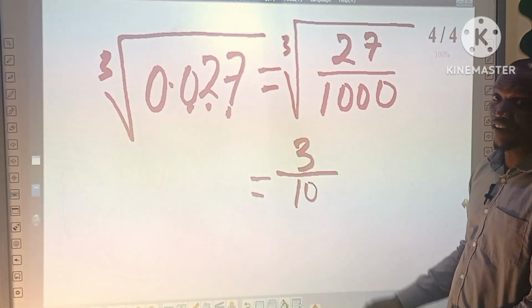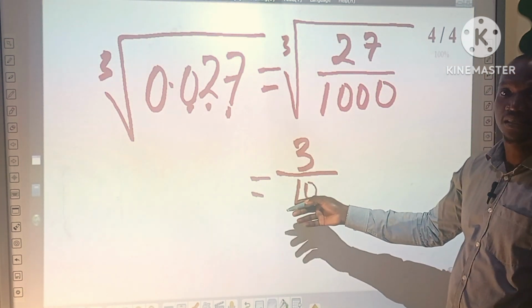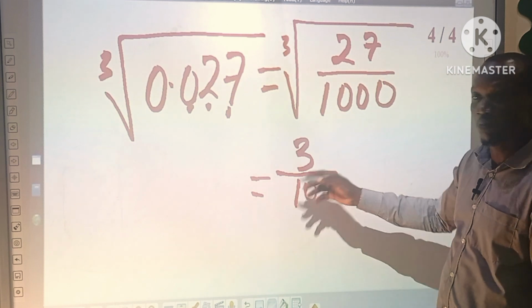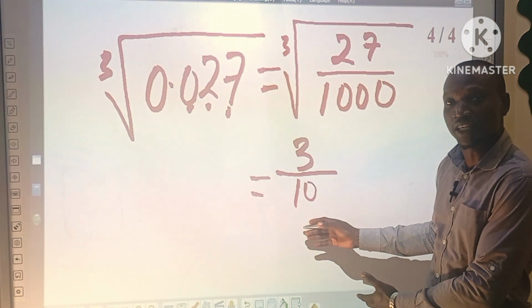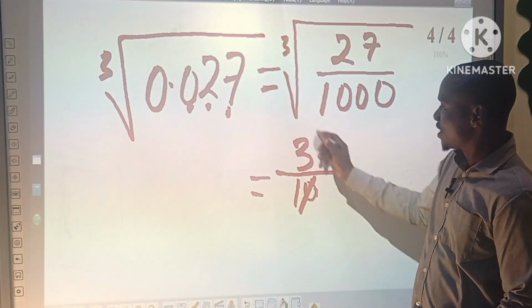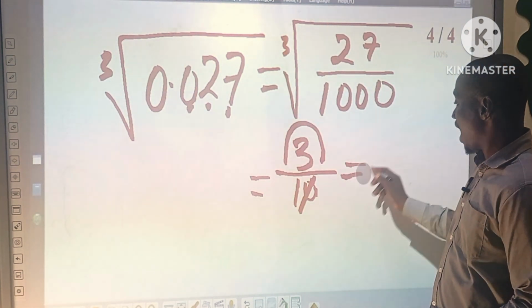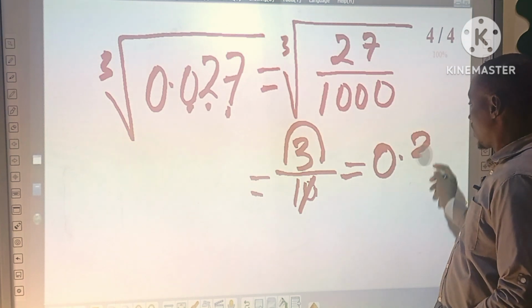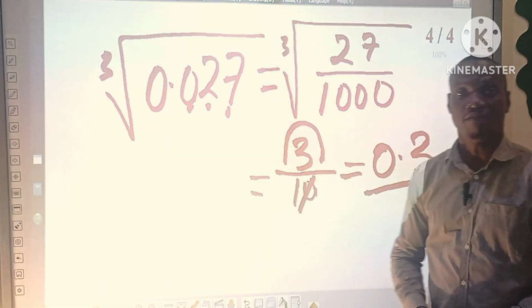But our answer is still in fraction form. So what do we need to do? We need to change this back to a decimal. Changing it to decimal, since we have multiples of 10 as the denominator, we just move one decimal point backward because we have only one 0. So our answer will simply be 0.3. That is the cube root of 0.027.